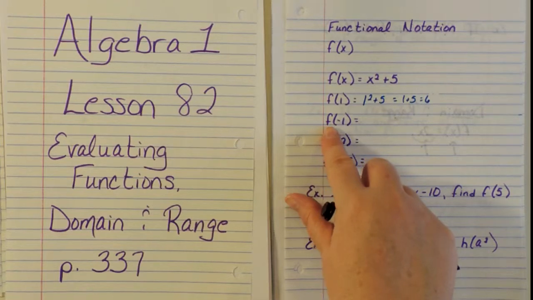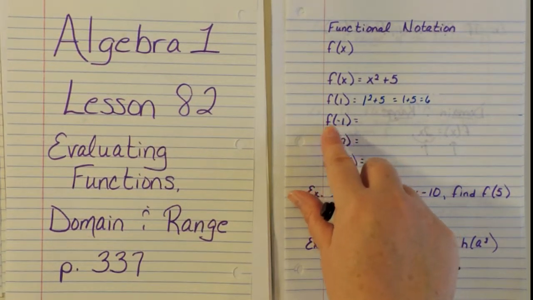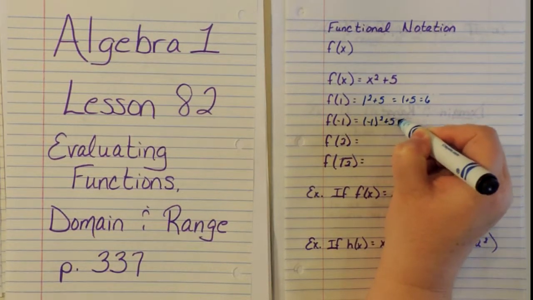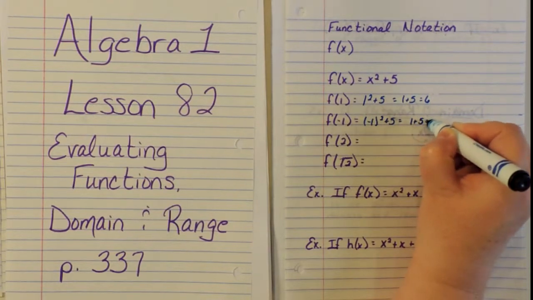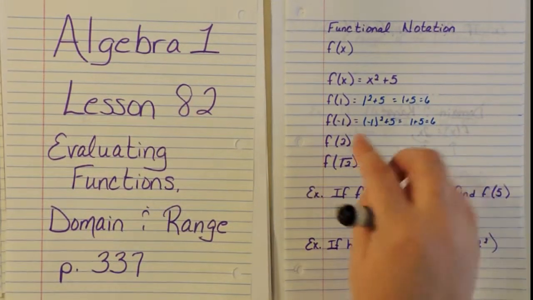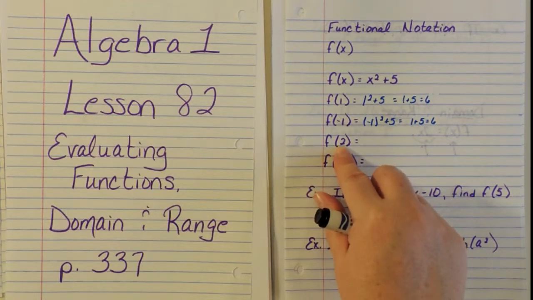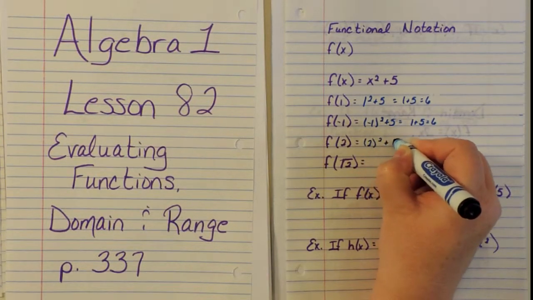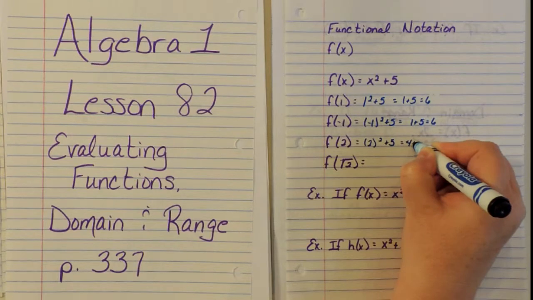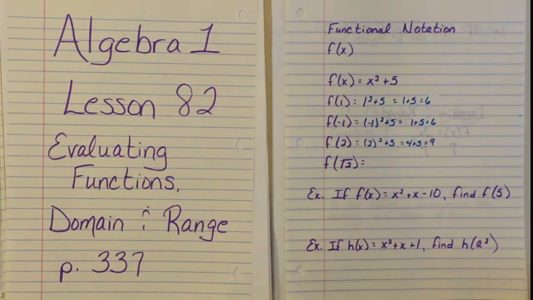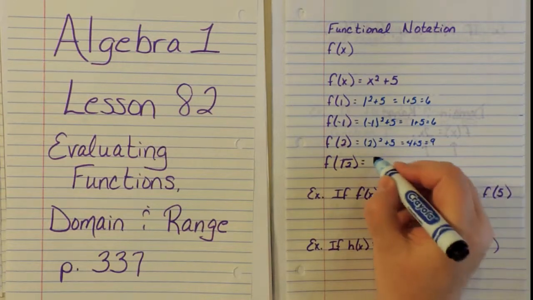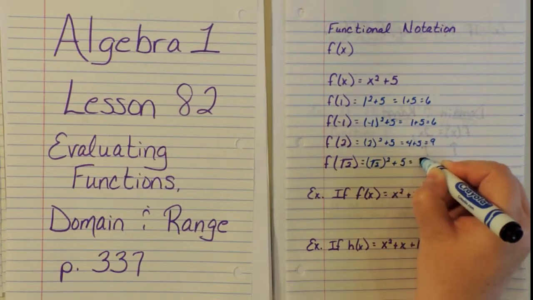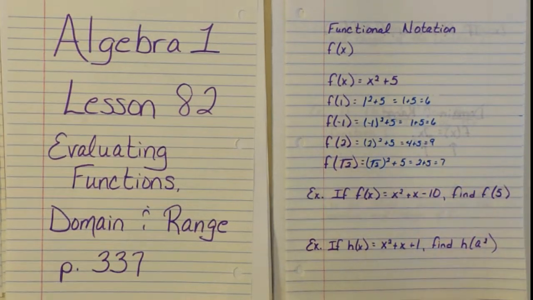If x equals negative 1, the function of negative 1 is going to be negative 1 squared plus 5, which equals 1 plus 5, which equals 6. If x equals 2, then we have 2 squared plus 5, which equals 4 plus 5, which equals 9. If x equals the square root of 2, then we have the square root of 2 squared plus 5, which equals 2 plus 5, which equals 7. Right?